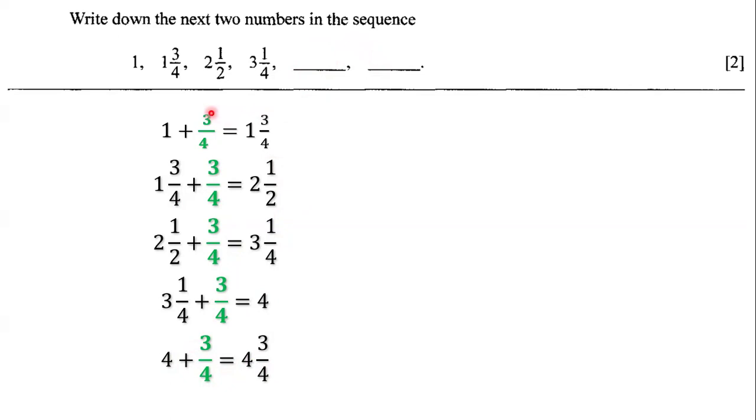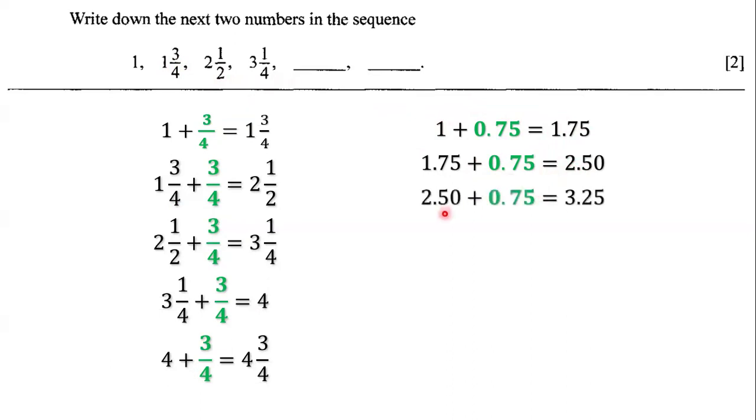Now, we can also do this using decimals. So 3 over 4 is simply 0.75 written as a decimal. So if we say 1 plus 0.75, that's 1.75. And 1.75 is the same thing as 1 and 3 over 4. And so if we take 1.75 and we add 0.75, that gives us 2.5, which is the same thing as 2 and 1 over 2.